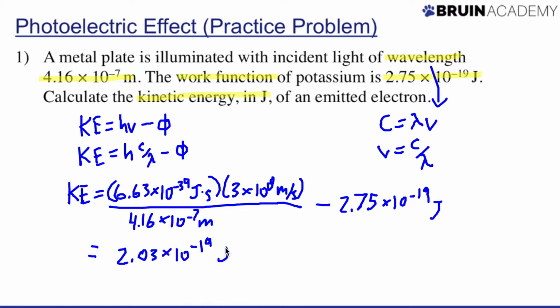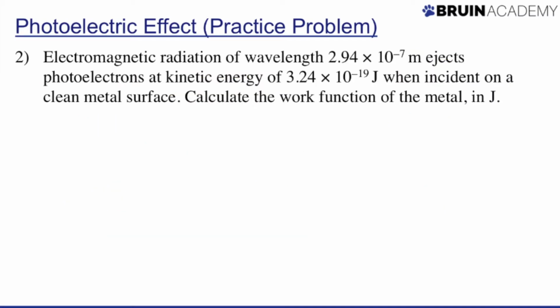And the reason I use 3 sig figs in my answer is because I was given 3 sig figs in the problem. So that's the kinetic energy of an emitted electron. It's the kinetic energy per electron, per photoelectron. So let's try the next example.